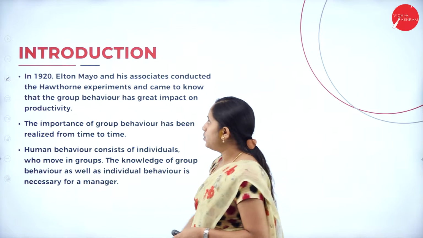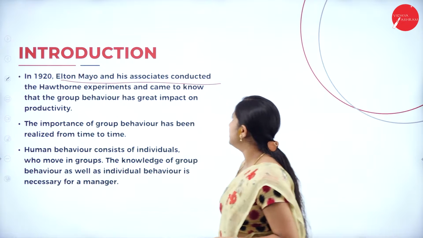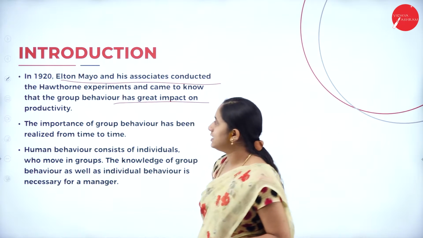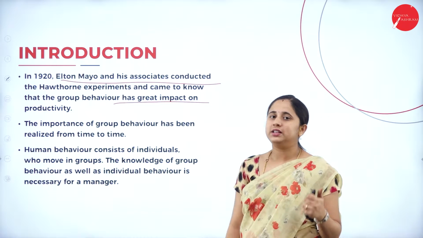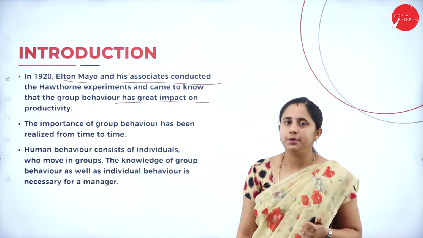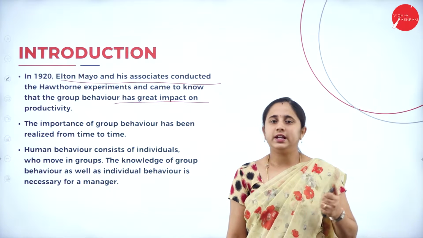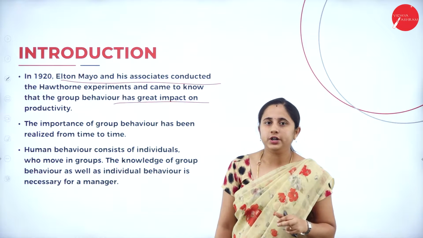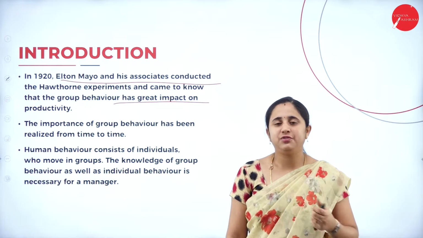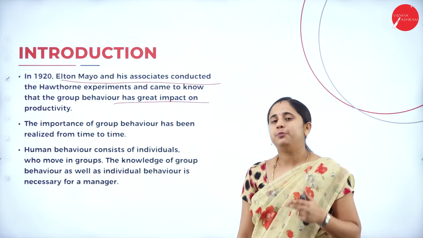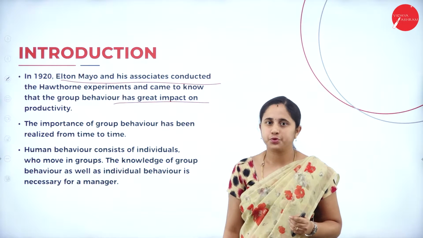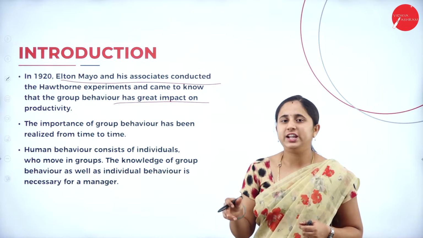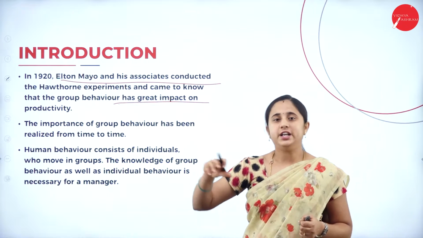In the year 1920, Elton Mayo and his associates conducted the Hawthorne experiments and came to know that group behavior has a great impact on productivity. While explaining the history and evolution of OB, we discussed the Hawthorne study. Under it, the illumination experiment, relay room experiment and various other experiments were conducted to know what factors influence individual behavior and contribute to individual productivity. One factor is the group. Group behavior significantly influences individual productivity.